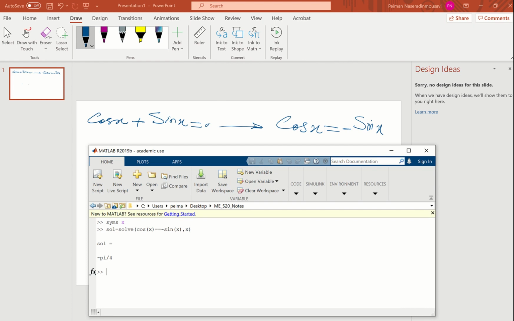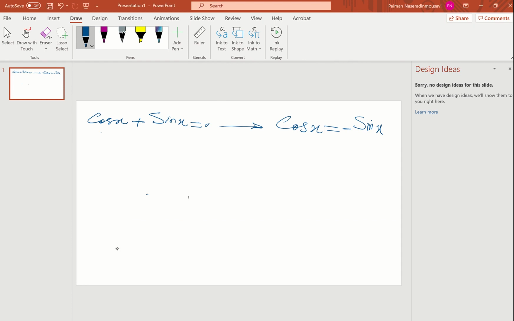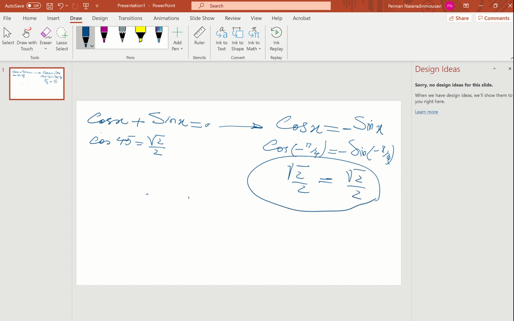So obviously it is minus 45 degrees, because cosine of 45 degrees, or pi over 4, is root 2 over 2. So cosine of minus pi over 4 is equal to minus sine of minus pi over 4. That's right. And we know from trigonometry this is this, and this is minus and minus plus. That's right, from trigonometry. Here we go.